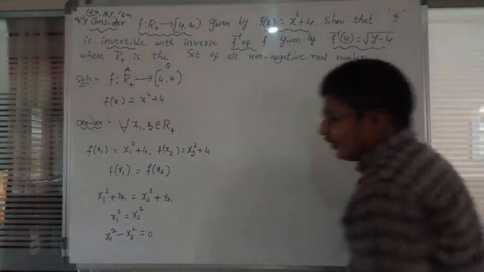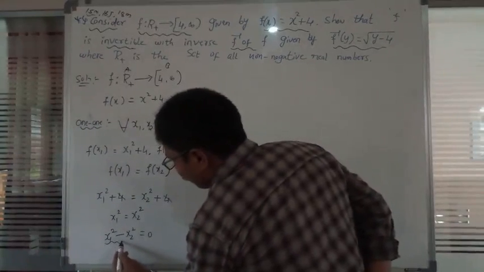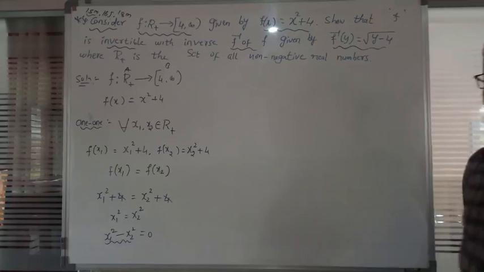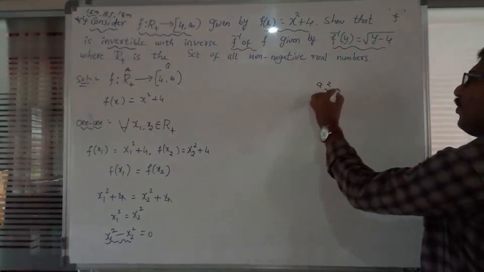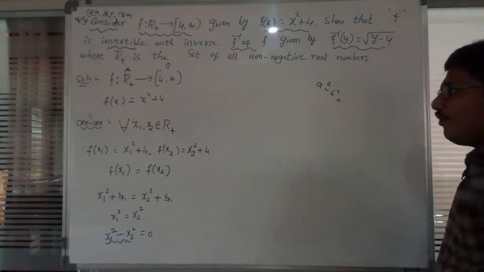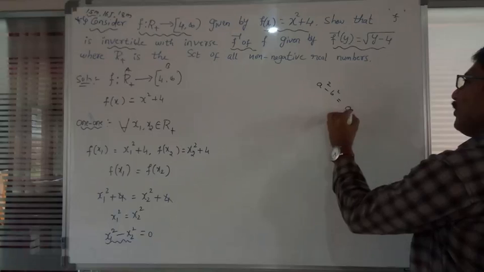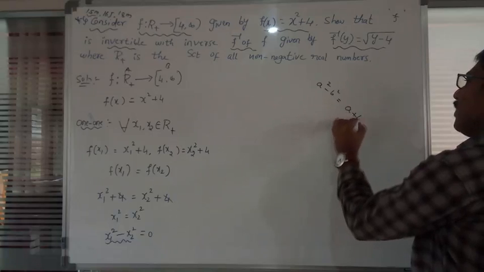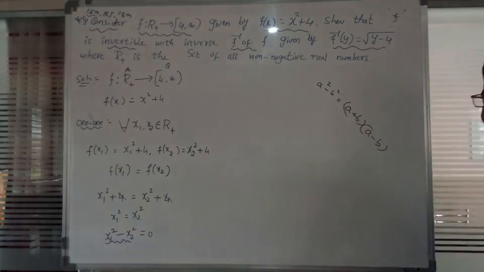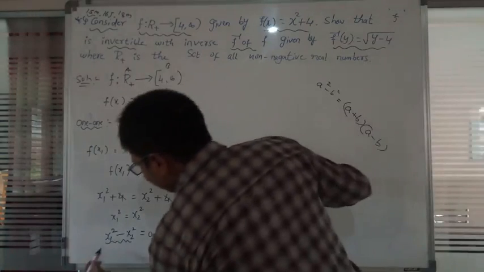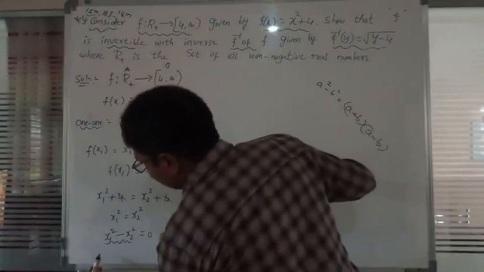Now this is in the form of a square minus b square. What is the formula for a square minus b square? Its formula is a plus b and a minus b. You should write that in the form of a plus b, a minus b.